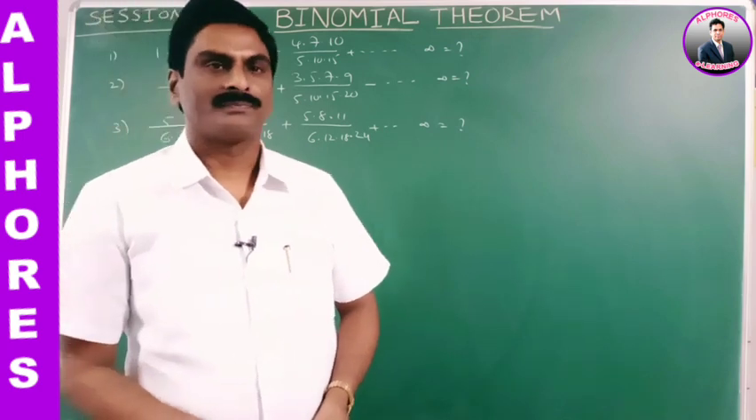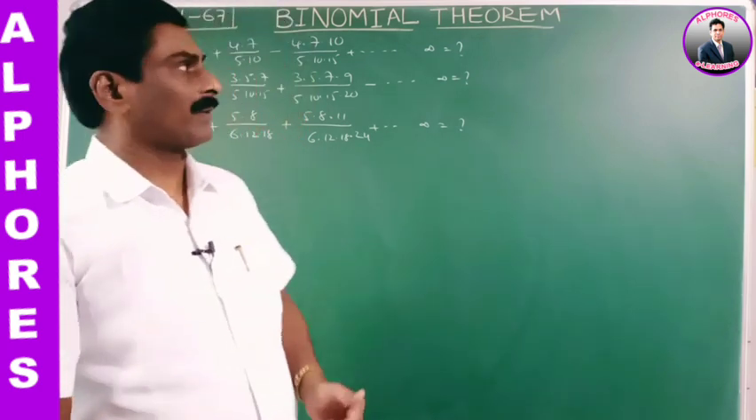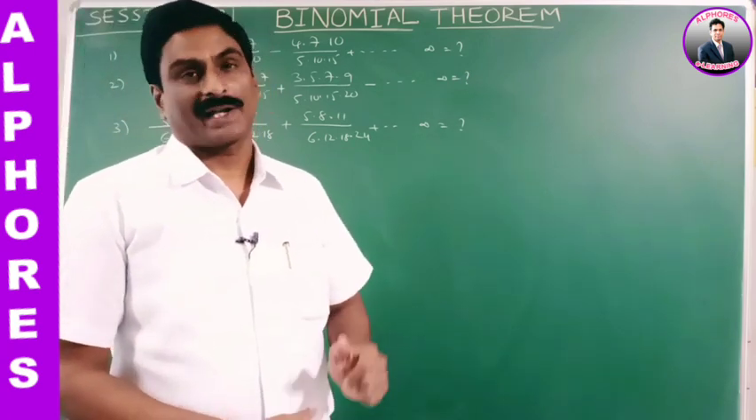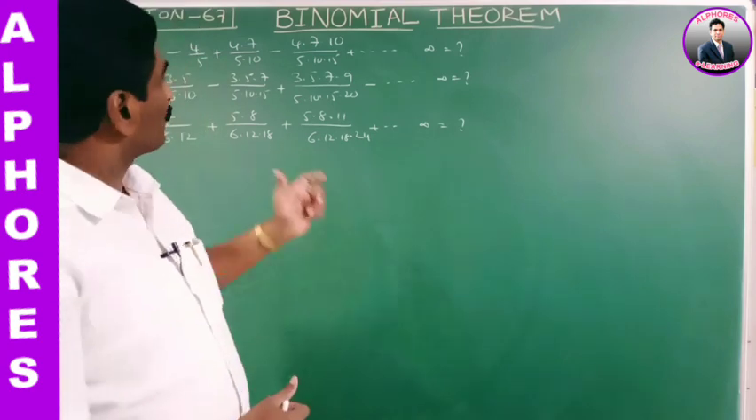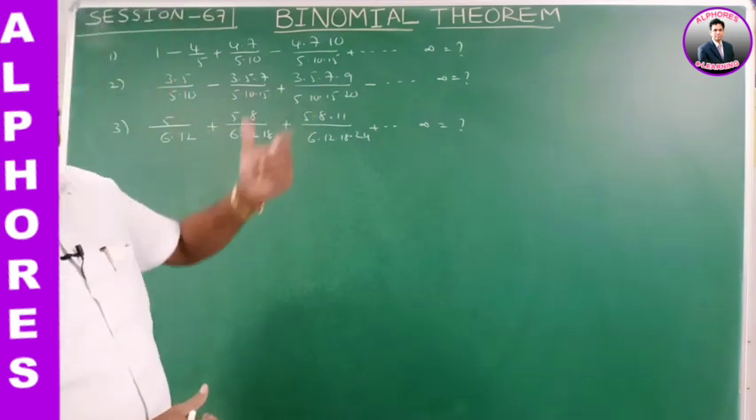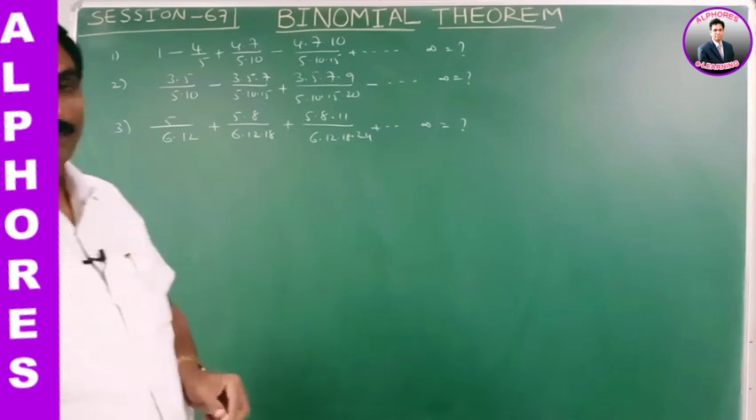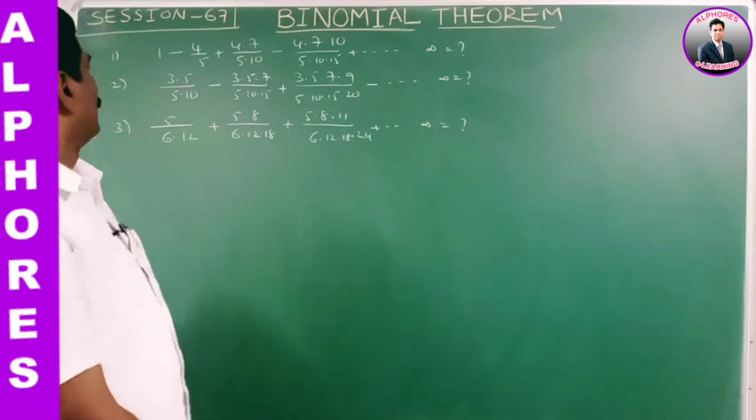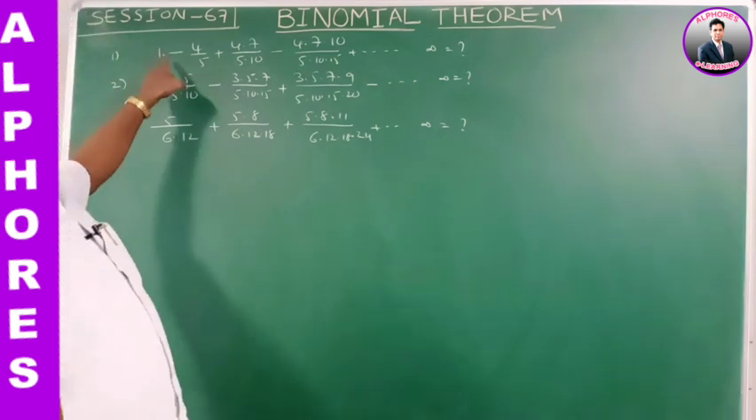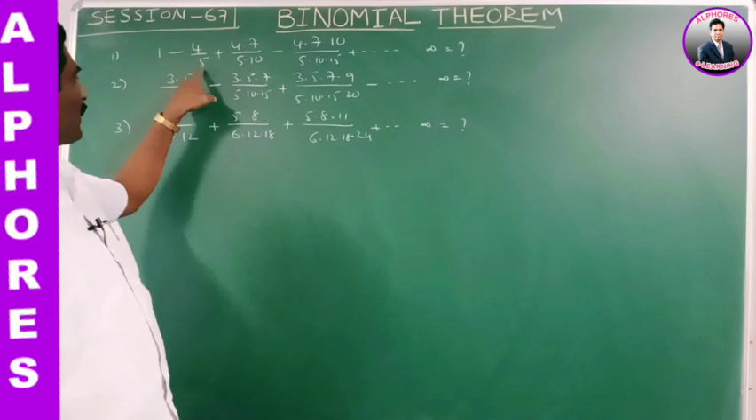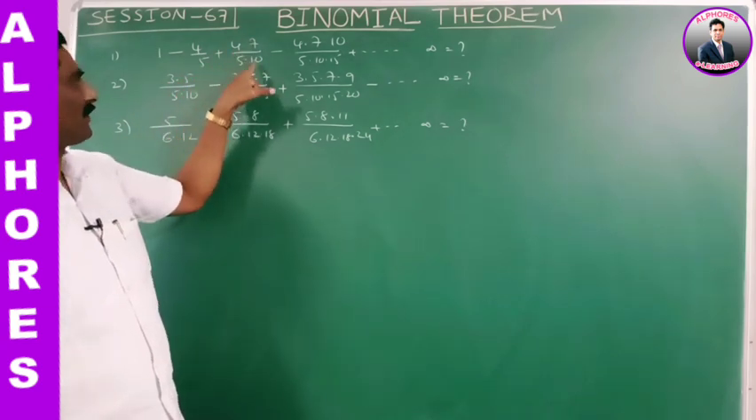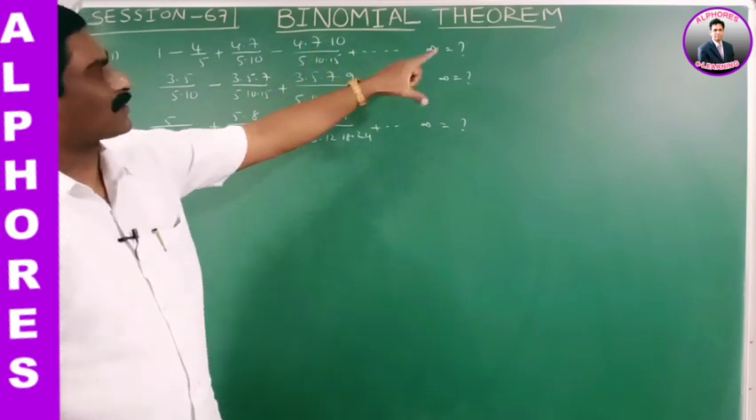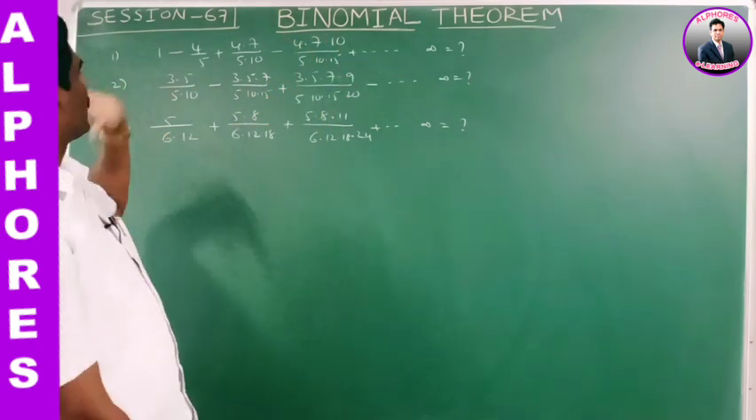Dear students, already we completed the binomial theorem for rational index and we have started problems on infinite series. Now we continue the remaining problems. Okay, first one, please note this problem. Find the value of 1 minus 4 by 5 plus 4 into 7 by 5 into 10 minus 4 into 7 into 10 by 5 into 10 into 15 plus so on infinite. It is the first problem.